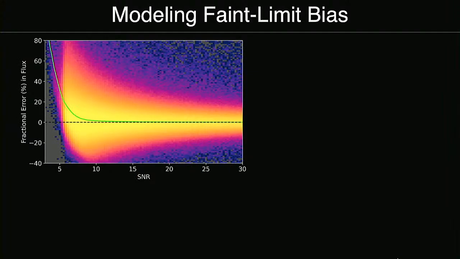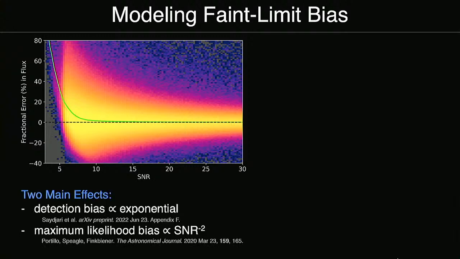On the x-axis here, I'm showing you the signal-to-noise ratio of the injected source, and on the y-axis, the fractional error in flux of just the nearest source that's found to that injected location. And you see that there's a nice divergence here at low SNR. That comes from two main effects, the biggest one of which is just a detection bias. So if you say you're only picking up 5 sigma sources and you have a 4.9 sigma source and it fluctuates high, you detect it. But if it fluctuates low, you don't detect it. That's really the main cause of this divergence.